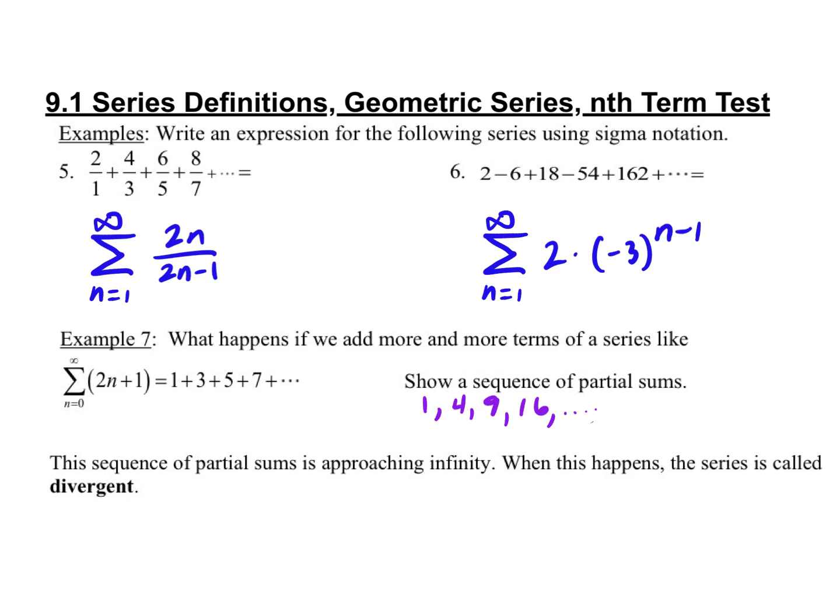When this happens, the series is called divergent. Important term. This series will diverge. It will not converge. Converge means it's approaching a number, right? That's when we talk about limits. It doesn't necessarily equal that number; it's approaching that number in a limit. If it's divergent, it never approaches anything. So this is an example of a series that diverges.